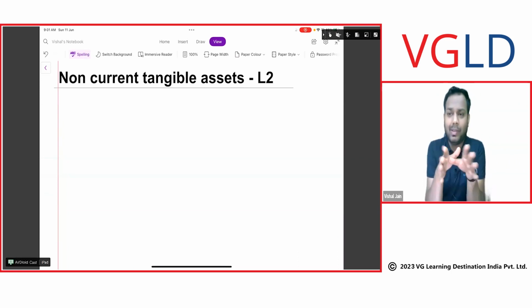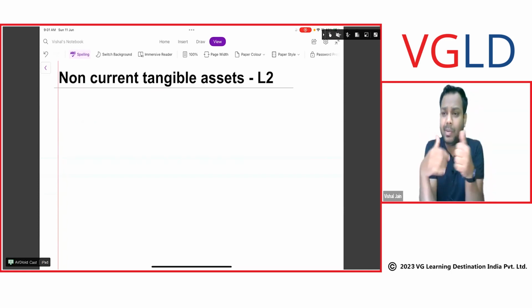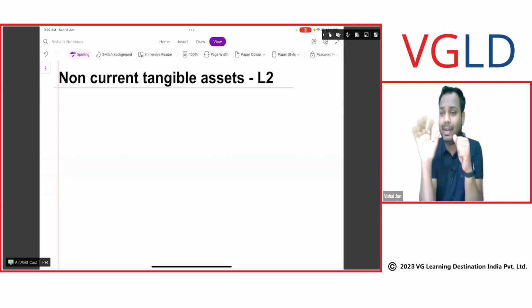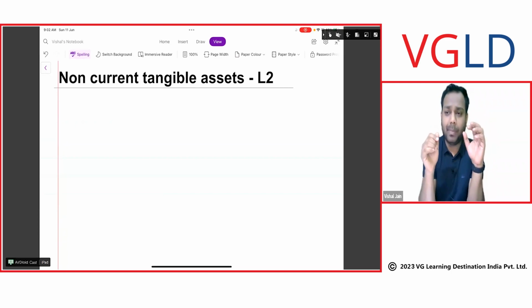Now, in non-current assets, I clearly started discussing that the non-current assets can be of two types: tangible and intangible, and one was financial, which we ignored completely for now. So basically, non-current assets are of two types: tangible non-current assets and intangible non-current assets. Coming to tangible non-current assets, they are of two types, that is property, plant and equipment, and investment property.